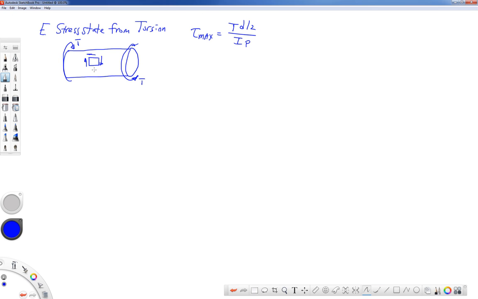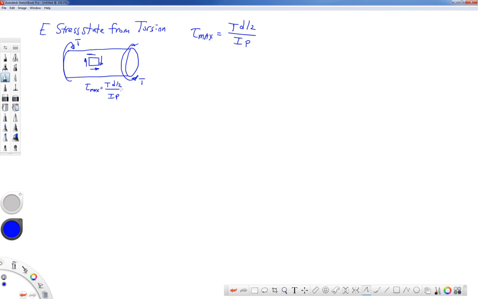To keep this in equilibrium, we also need shearing stresses in the horizontal direction. And all of those stresses have the same value. It's the same stress. It's the maximum stress on the outside edge, the torque times the diameter over 2, divided by the polar moment of inertia.